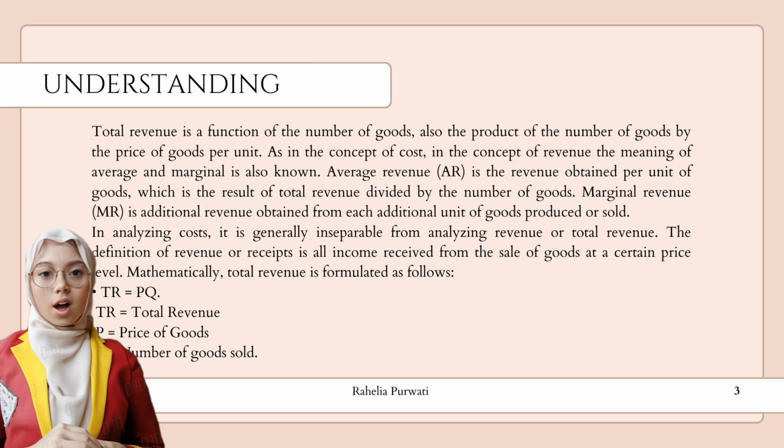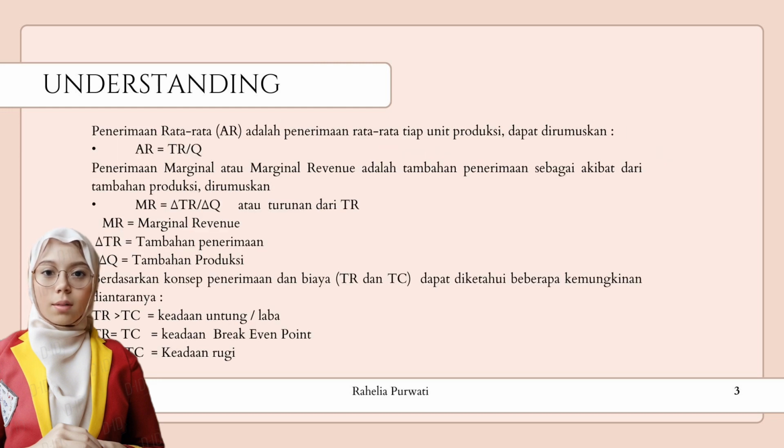Average revenue, AR, is the average revenue per unit of production. It can be formulated AR equals TR/Q. Marginal revenue is additional revenue as a result of additional production, formulated MR equals increment TR/increment Q, or derivative of TR. MR equals marginal revenue. Increment TR equals additional revenue. Increment Q equals additional production.